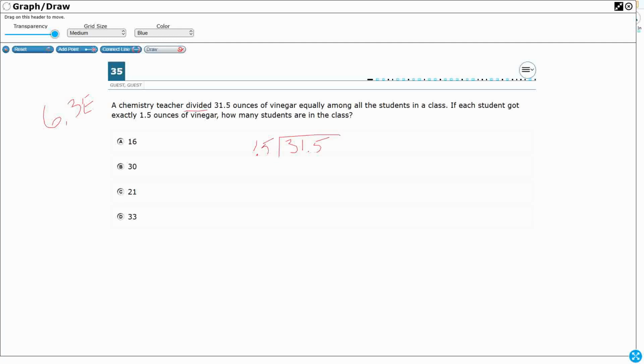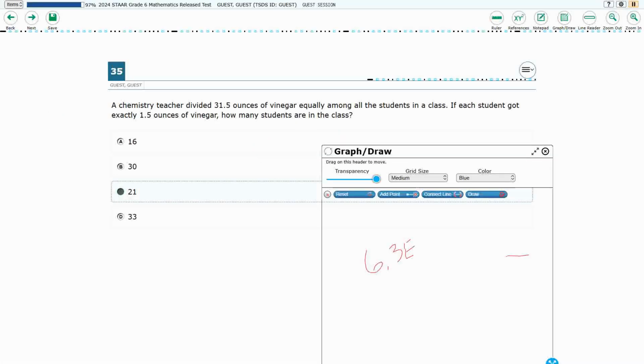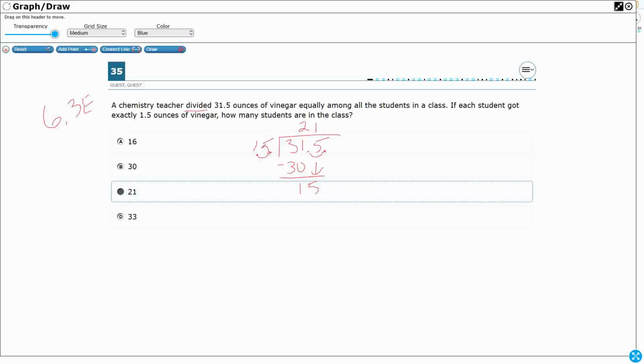Now, I don't want a decimal in my divisor, so let's multiply each by 10. 1.5 turns into 15. 31.5 turns into 315. Much easier. So 15 goes into 31 twice. You see how this is just going to line up nice and easy. 21. So it's pretty straightforward if you look at it like that, and if we've got the long division. And this is our 5th easiest, as you probably guessed, because it literally has the word divide in the word problem, so that we're not guessing as to what operation we're using here.